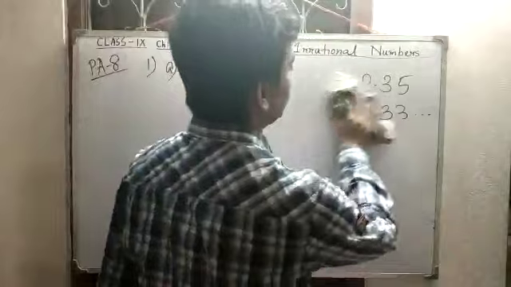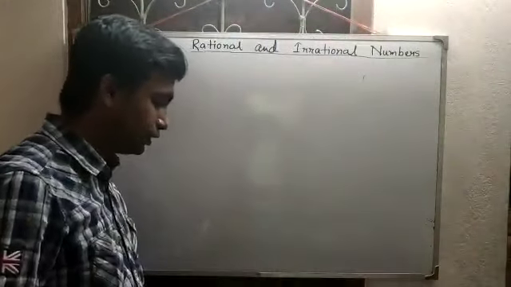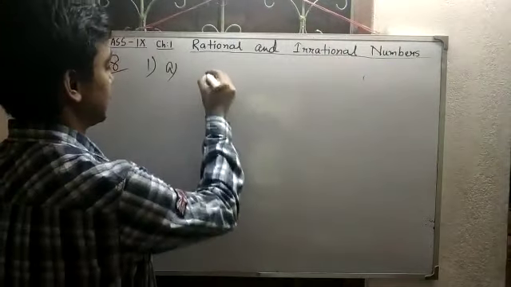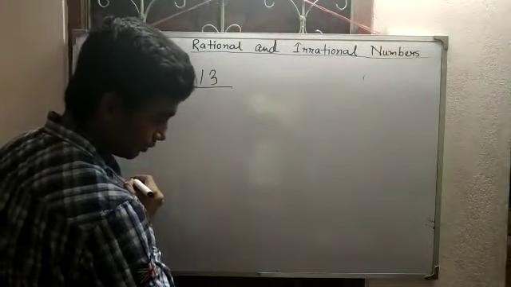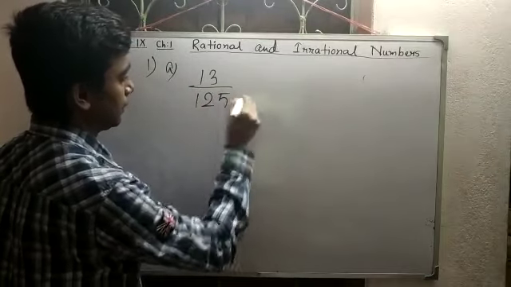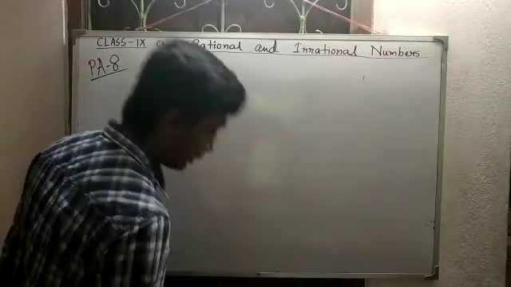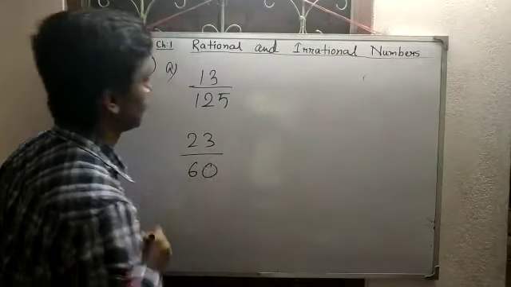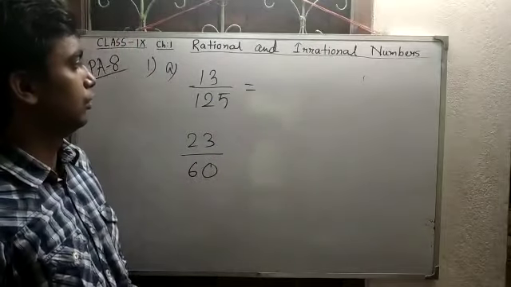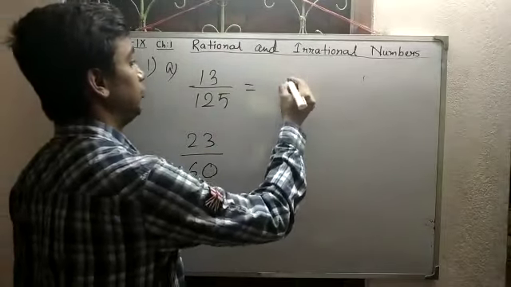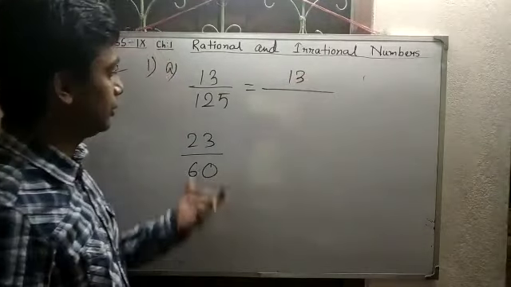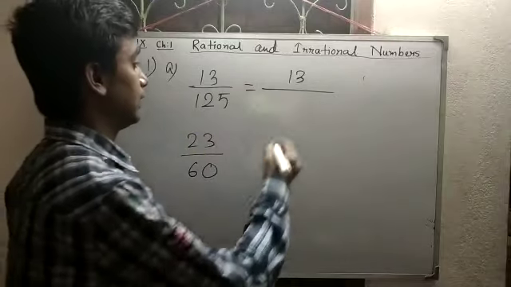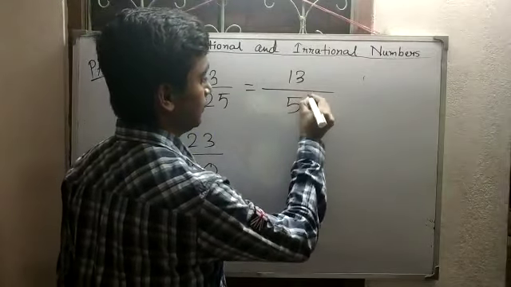Okay, so here we have to check which one is terminating decimal and which one is not. So first number is 13 by 125. I am taking only two questions from here, and second one is 23 by 60. So what we have to do? The numerator will be written as it is, and in the denominator we have to factorize it. If we factorize 125, so what we will be getting? We will be getting 5 to the power 3.